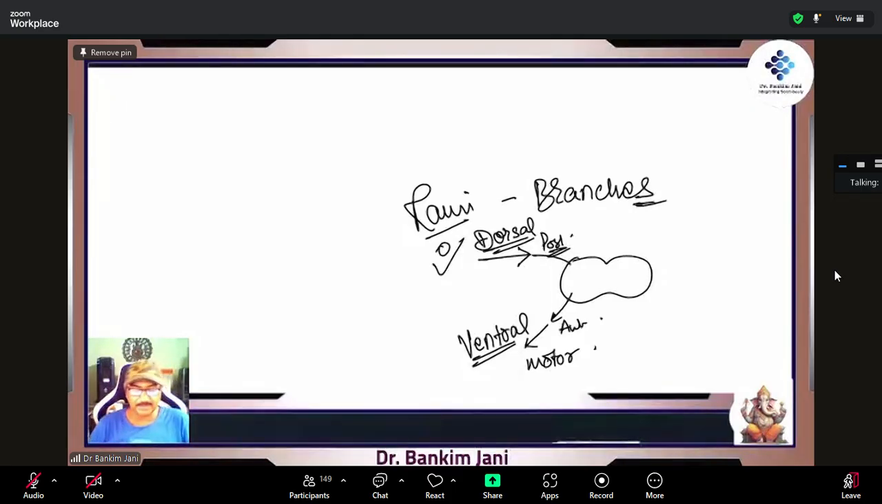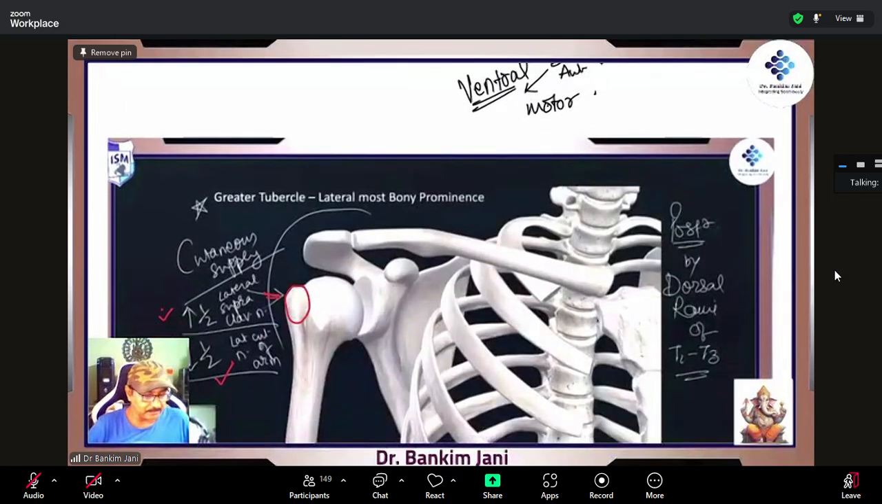So that's why we are talking about that. These are the dorsal rami, which will be supplying the posterior part of this greater tubercle over here, from T1 to T3. T1 to T3 level comes, right? Now the thorax has started, this region. So that's why T1 to T3. The cervical ones are up.